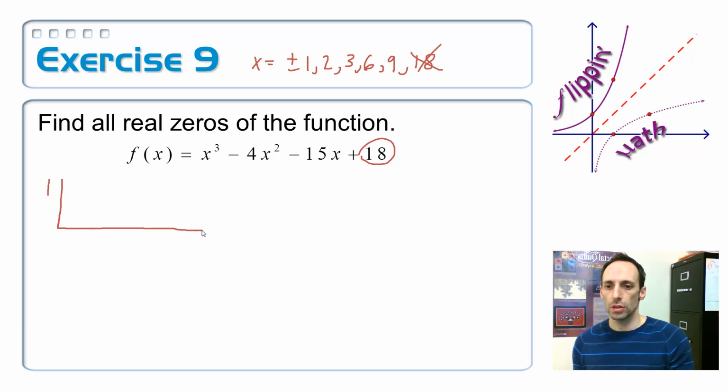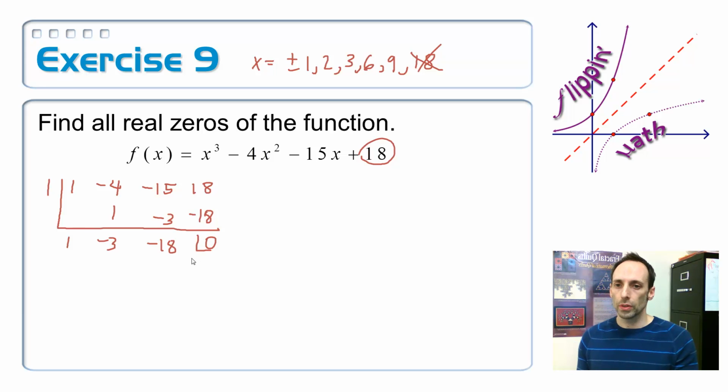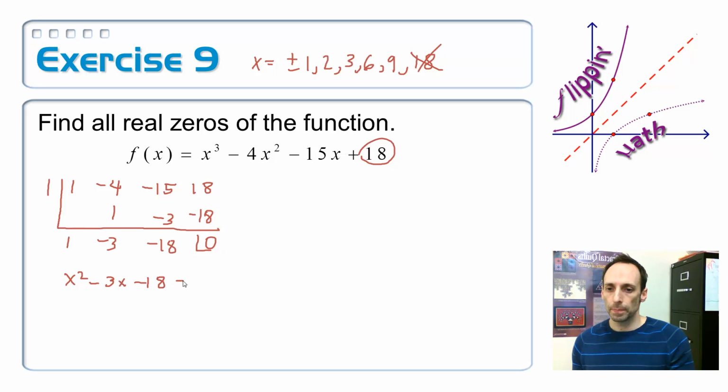By synthetic division, I'm not missing any terms, so I have a 1, a negative 4, a negative 15, and then an 18. Bring down the 1, multiply, 1. Negative 3, multiply, negative 3, add, negative 18. Looks like we got lucky. Negative 18, that one's 0. So I've divided that factor out. Now I have to factor whatever is left over. That's x squared minus 3x minus 18. I don't think that'll be too painful.